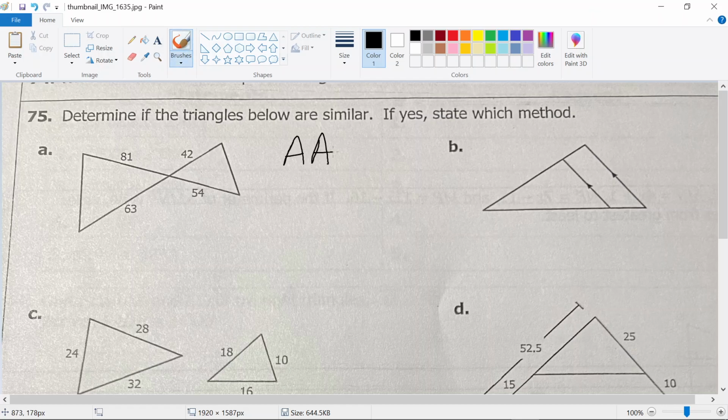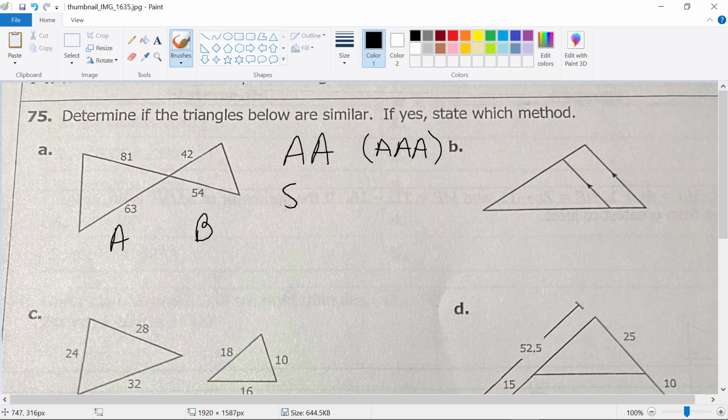If two of the angles in the triangles are the same, not within each triangle, but let's say this is triangle A and triangle B. If triangle A has an angle that is the same as an angle in triangle B, and triangle A has another angle that's the same as a second angle in triangle B, then you've got similar triangles. This is also called angle, angle, angle, because if two angles are the same, all three are the same, because they have to add up to 180.